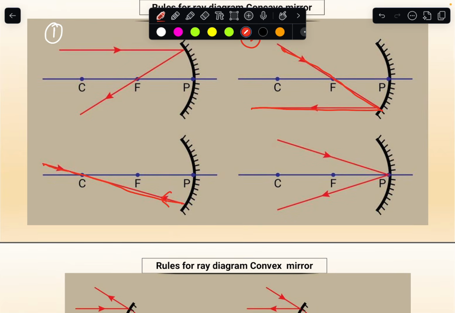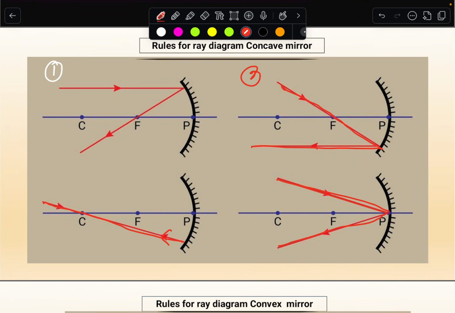Rule number 4: whenever a ray of light is incident on the pole, it will get reflected back with the same angle. One more thing, whenever drawing an image, use any 3 rules among these, like there are 4, but you can use these 3, and among these 3 especially 2. Why not this one? Because here we have to make this angle the same. Sometimes we make mistakes in making the angle the same. It is better to use any 2 of the first three.